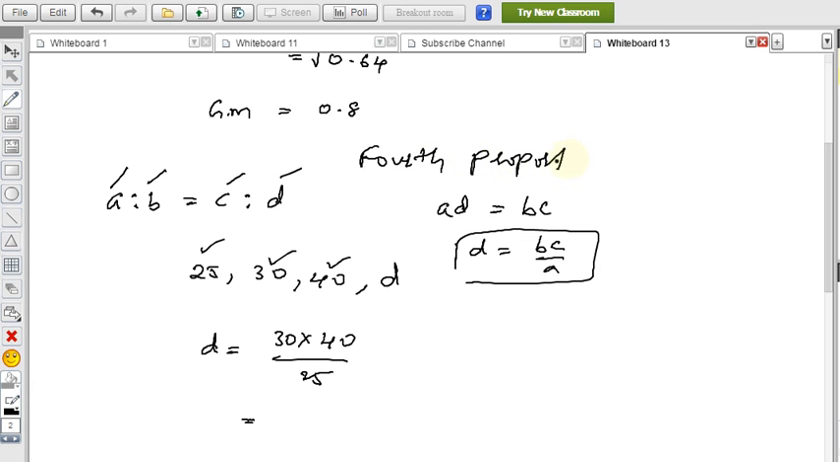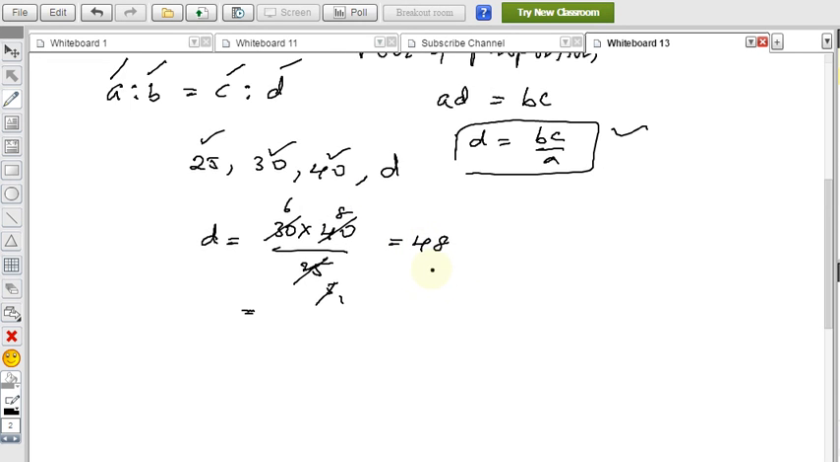So the fourth proportion we can find out using this formula. D is equal to BC by A. So go for cancellations. 5 fives are 25, 5 sixes are 30... 5 ones are 5, 8. So 48 is the fourth proportion.